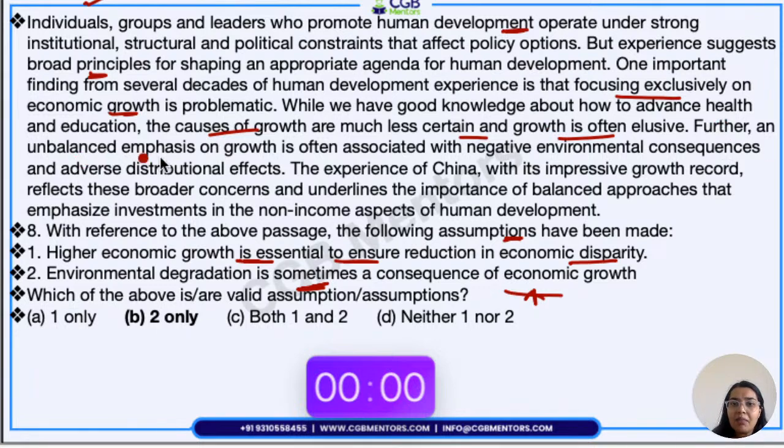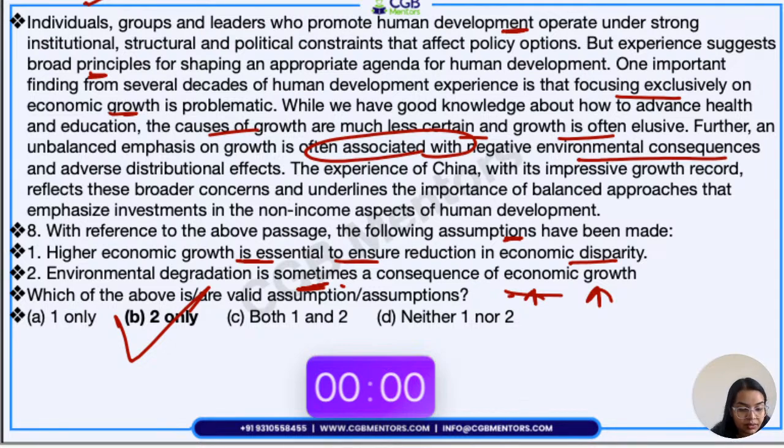Further, unbalanced emphasis on growth is associated with negative environmental consequences. तो अगर एम्फेसिस प्रॉपर नहीं है ग्रोथ पे जितना होना चाहिए, ना ज़्यादा ना कम, then it affects the environmental consequence. So yes, environmental degradation is sometimes a consequence of economic growth. अगर unbalanced है तो फिर वो असर करेगा. So only the second one. I hope आपको समझ में आया ये वाला क्वेश्चन.